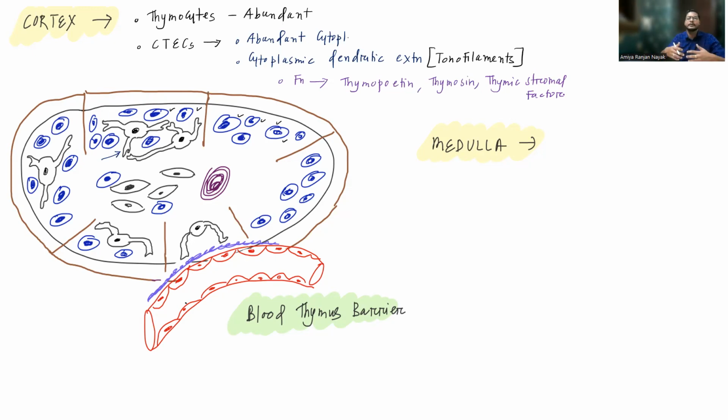These factors will go to the circulation and they will attract the immature T lymphocytes from the bone marrow into the thymus. So basically these factors from the thymus go into the circulation, and in the circulation they attract the immature T lymphocytes which are coming from the bone marrow towards the thymus. They attract the T lymphocytes into the thymus, and also help in the development of the T lymphocytes inside the thymus. So T lymphocyte development inside the thymus is mediated by these factors.